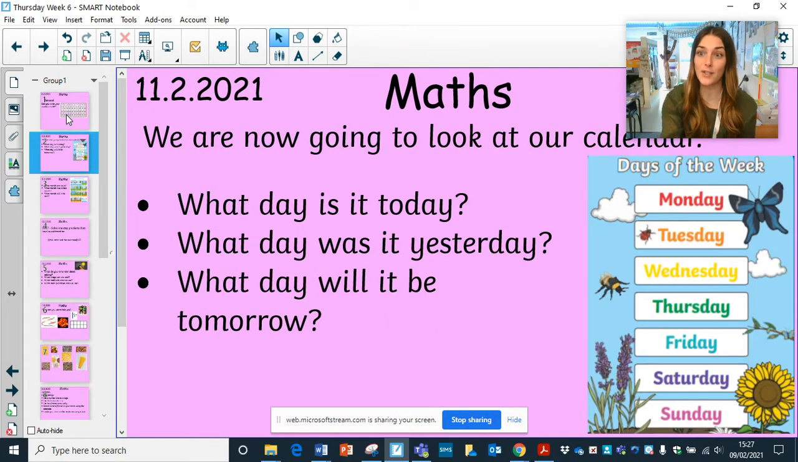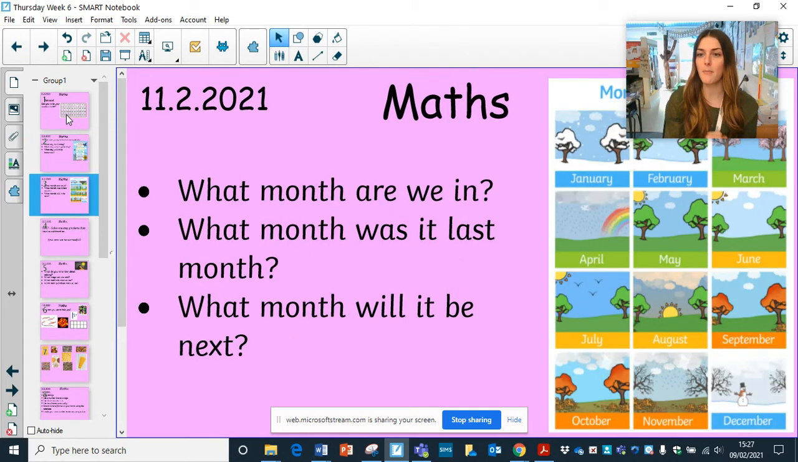So look at your calendar as always. What day is it? What day was it yesterday? What day will it be tomorrow? The months of the year, and thinking about the seasons. There are some images there to support you with the months of the year and what season it might be.